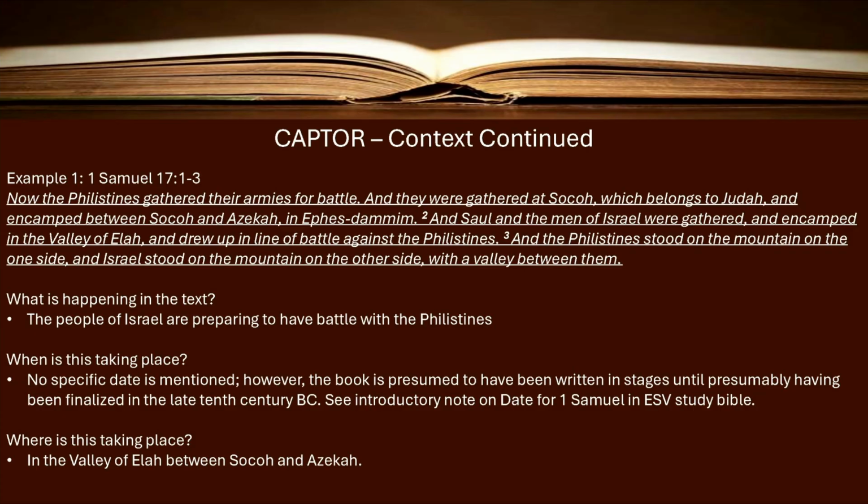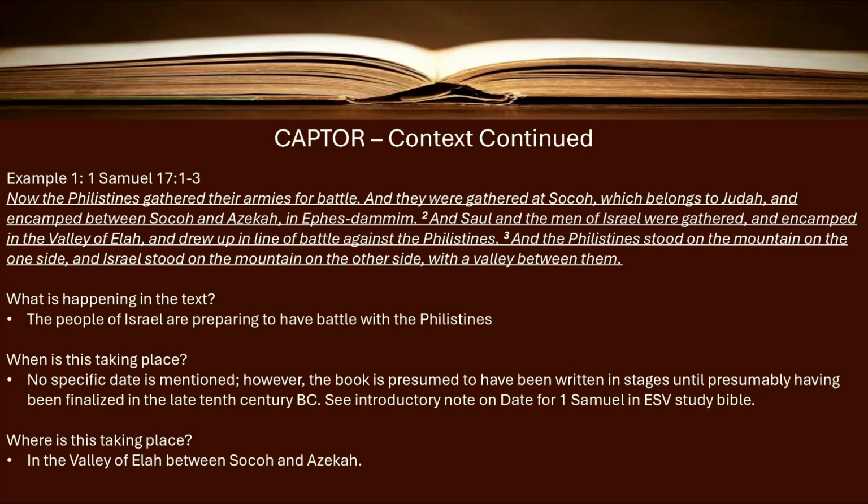But let's go ahead and look at 1 Samuel 17 as an example. Now the Philistines gathered their armies for battle, and they were gathered at Socoh. I'm probably butchering that. If I butcher words, please forgive me. I'm horrible. Some of you seminary snobs out there are ready to really pound me on this. But they were gathered at Socoh, which belongs to Judah, and encamped between Socoh and Azekah in Ephes-dammim.